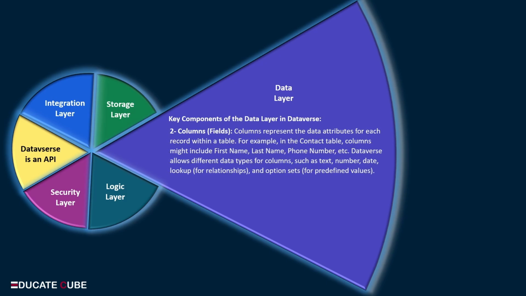Okay, second is columns, or fields. A column represents the data attribute for each record within a table. For example, in the contact table, columns might include first name, last name, phone number, etc. Dataverse allows different data types for columns such as text, numbers, date, lookup for relationships, and option sets for predefined values.